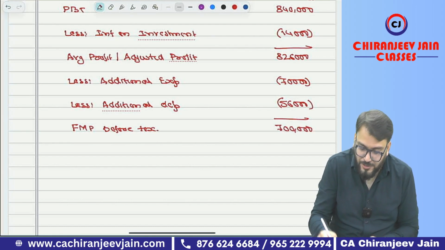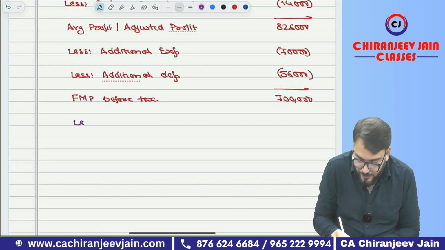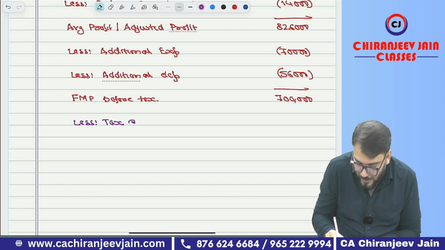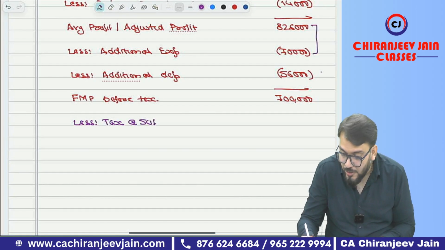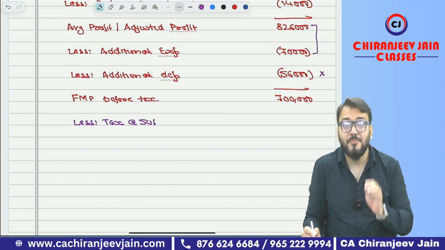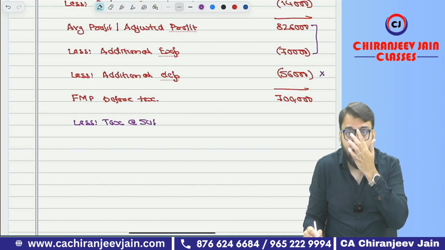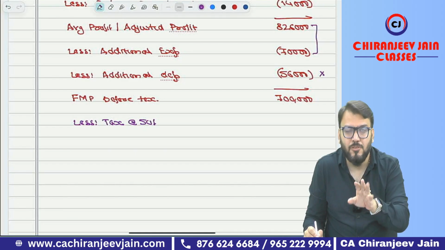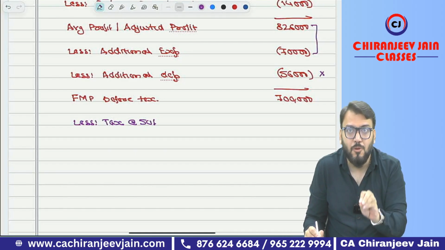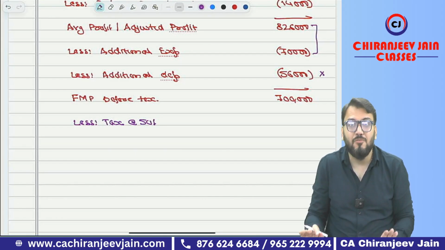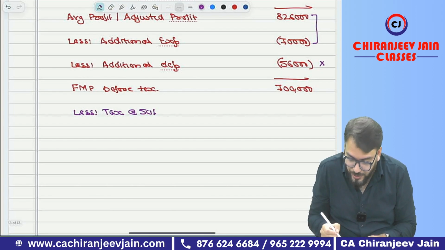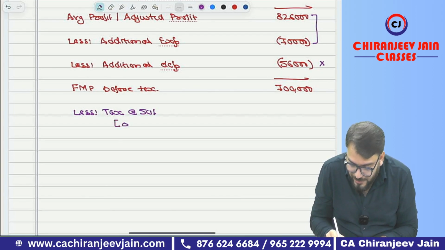Now only one point will change: less tax at the rate of 50%. Tax will be calculated on this minus this, because the additional depreciation is not tax deductible. It is permanently disallowed. You will understand when you do Ind AS 12. I hope you have done AS 22. It is an item of permanent difference, so we don't calculate any tax on that. Got this point? So it is not tax deductible.